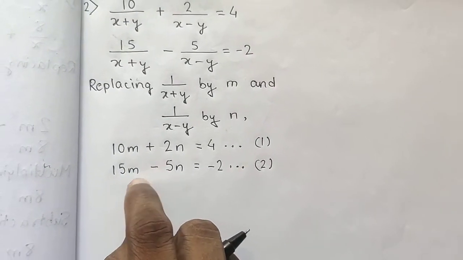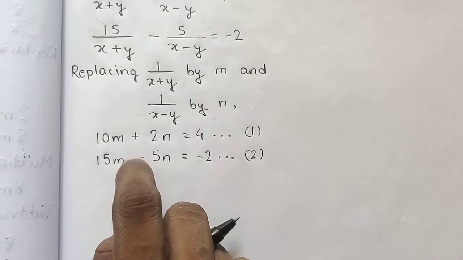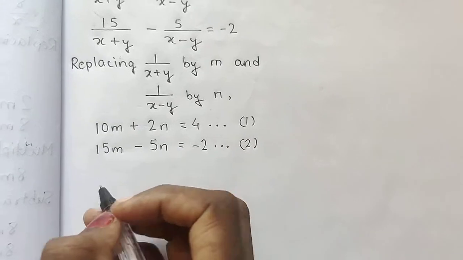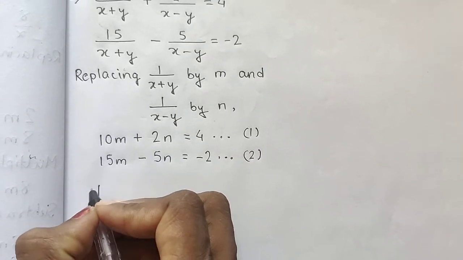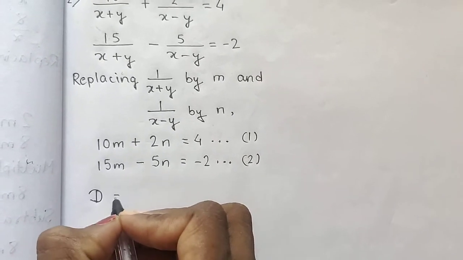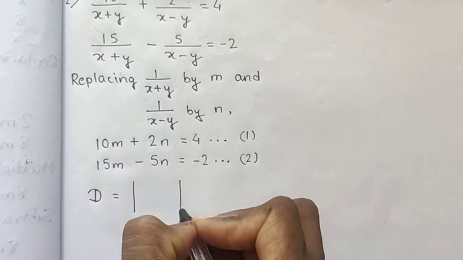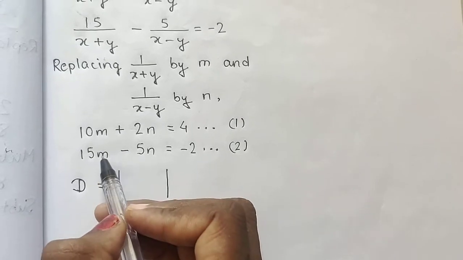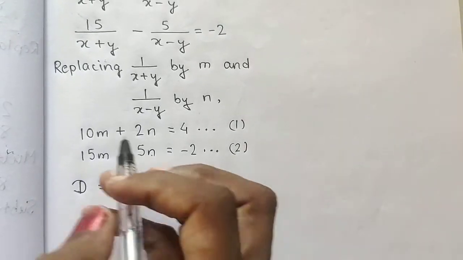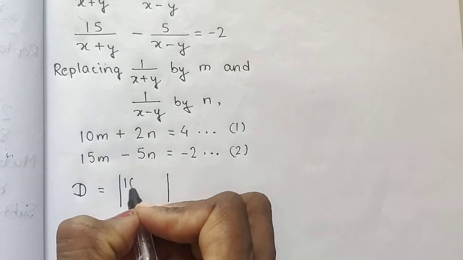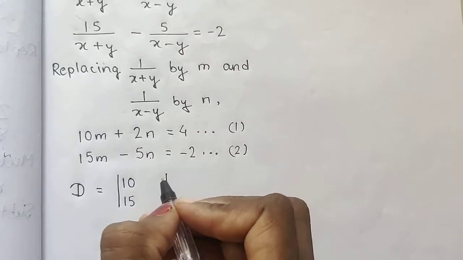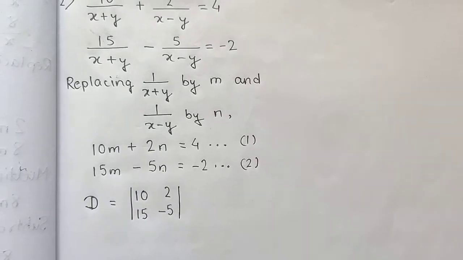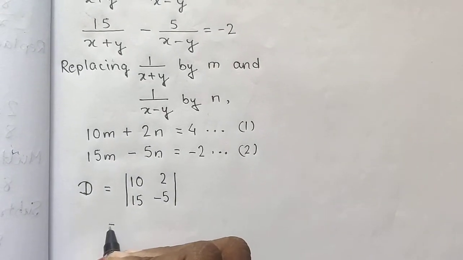In this case I am going to use Cramer's rule, because Cramer's rule becomes easier to solve. For Cramer's rule we are going to find three determinants. The first one is D. How to find D? We have to write the coefficient of m and the coefficient of n. The coefficient of m is 10, 15. The coefficient of n is 2, minus 5. Now let us find the value of this determinant.